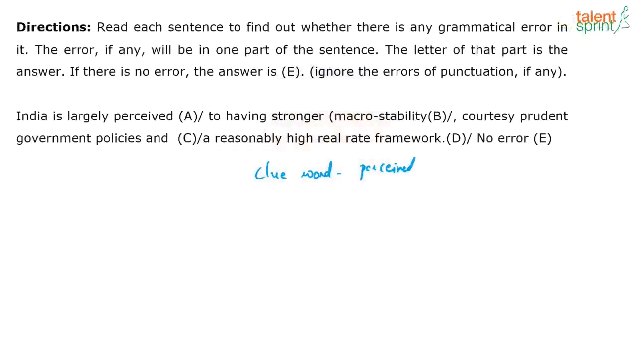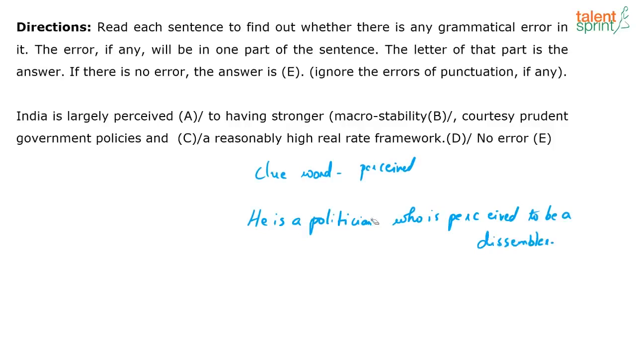Let's look at a context. If I say, let me just write an example sentence. He is a politician who is perceived to be, let's say, a dissembler. Yeah? He is a politician who is perceived to be. To plus, to be a dissembler. Meaning, who's a dissembler? A dissembler is somebody who hides behind a false appearance.